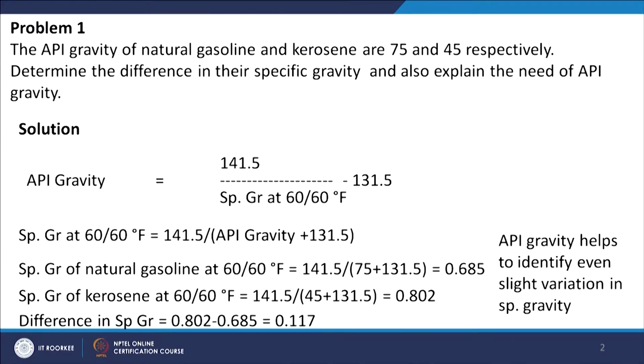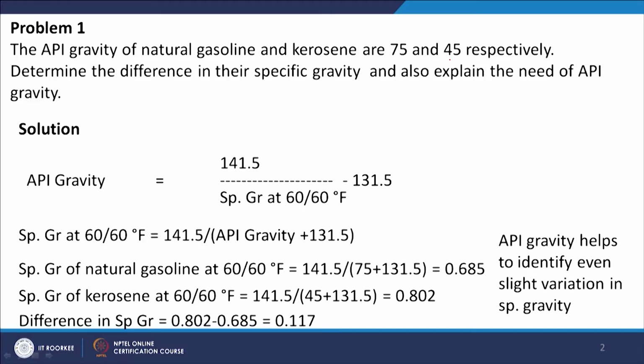Hi friends, now we will have one tutorial session based on the last 4 classes. We will see problem number 1, which says the API gravity of natural gasoline and kerosene are 75 and 45 respectively. Determine the difference in their specific gravity and also explain the need of API gravity. Now, we will solve it.